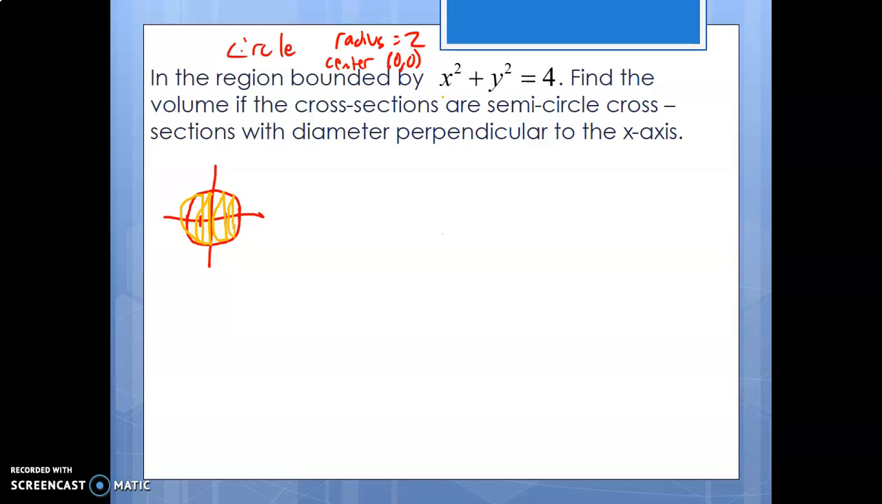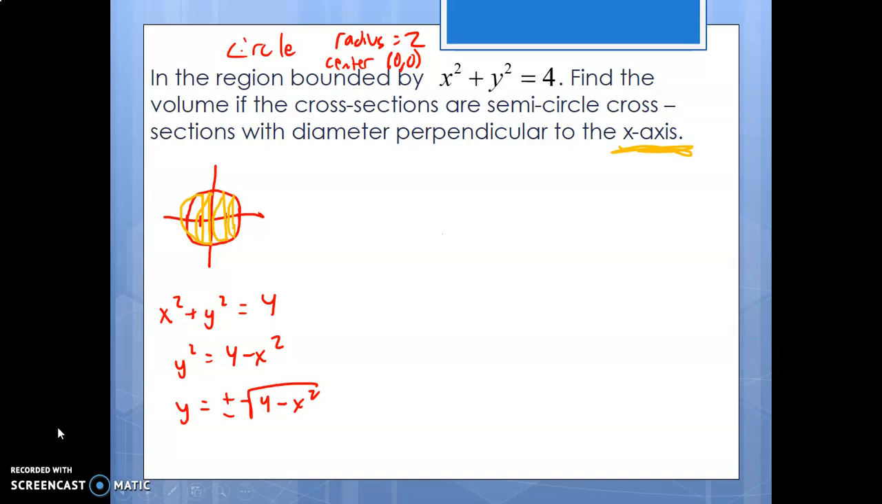Now, real quick, we're going to need a function. Since we're perpendicular to the x-axis, we're going to want our function to be in terms of x. So let's solve for y. x squared plus y squared equals 4. So y squared equals 4 minus x squared. So y equals positive or negative square root of 4 minus x squared. Now, the positive square root of 4 minus x squared is going to be on the top here. The negative square root of 4 minus x squared is going to be on the bottom.